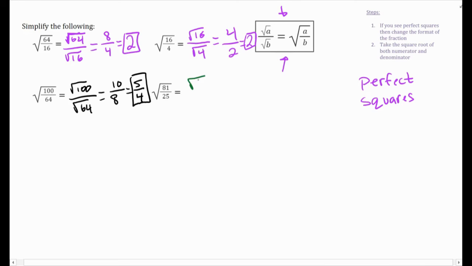And lastly, we got square root of 81 over the square root of 25. Because those are perfect squares, I end up getting 9 for the square root of 81 and 5 as the square root of 25. Can't simplify that anymore, so I have my final answer of 9/5.